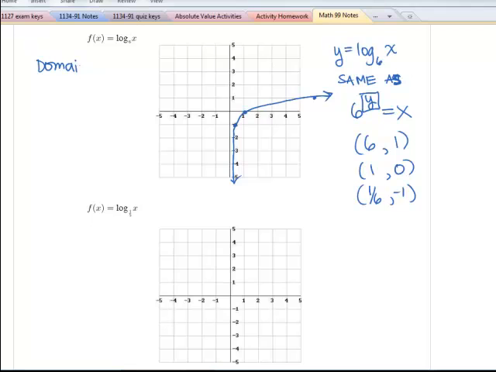Domain, we don't get left of the y-axis, so 0 to infinity, we don't touch the y-axis. The range, all reals. The x-intercept, (1, 0), and the y-intercept is none.